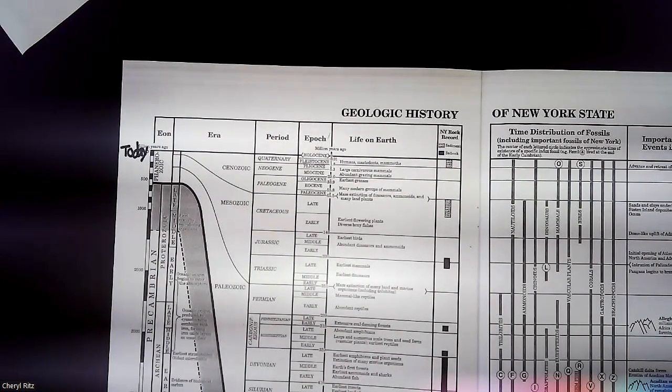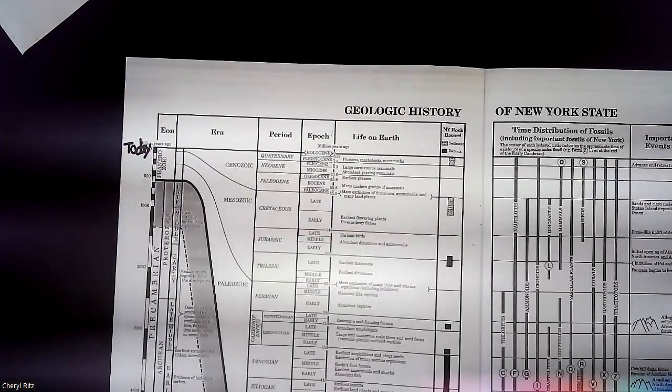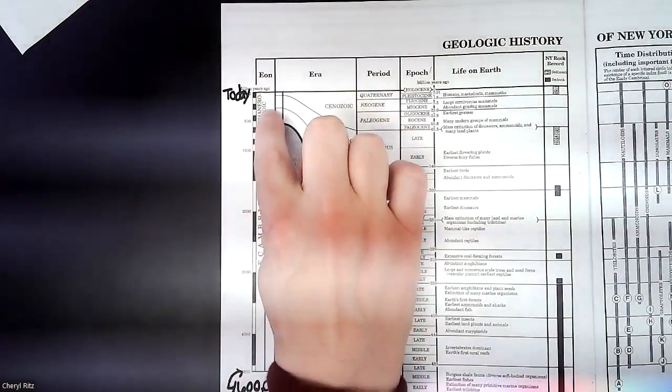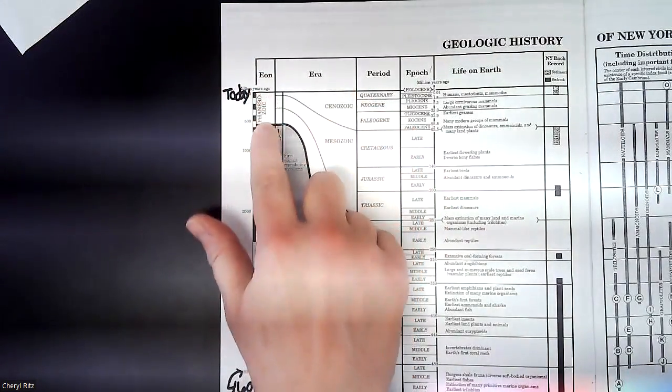So just like a day is the biggest unit of time that we talked about the first time, an eon is the biggest unit of time here. They kind of organized it nicely. We've got the eons, and then they listed the eon right here.